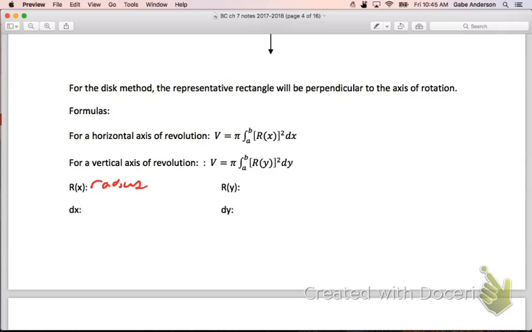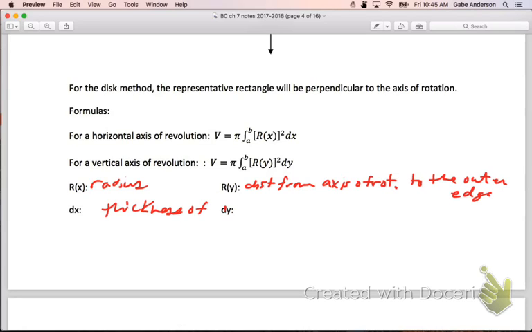Another way to think about it is it's the distance from the axis of rotation to the outer edge. Of course, I'm just describing a radius there, but sometimes that wording is a little more helpful in describing what's going on. Okay, and of course, dx and dy are both thicknesses of the representative disk. One of them is in terms of x, the other one is in terms of y, and of course that all just depends on what the axis of rotation happens to be. Okay, let's do an example.